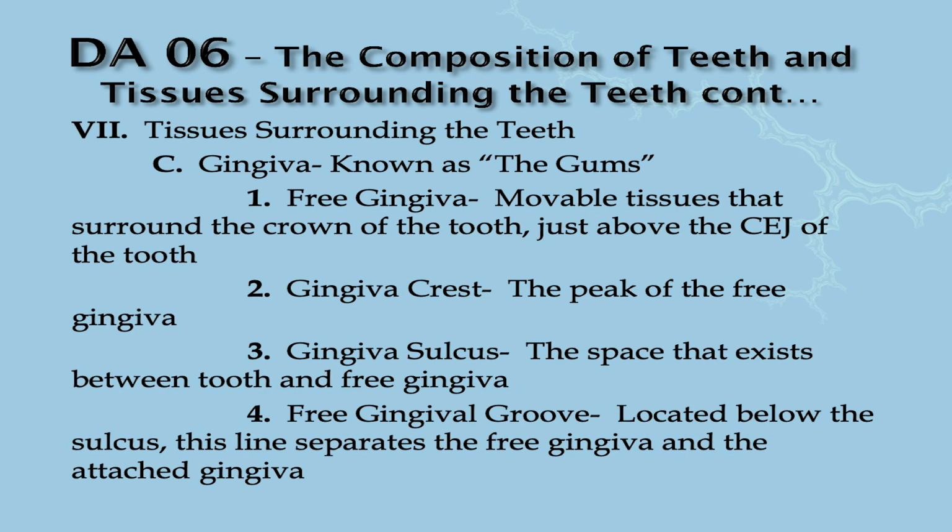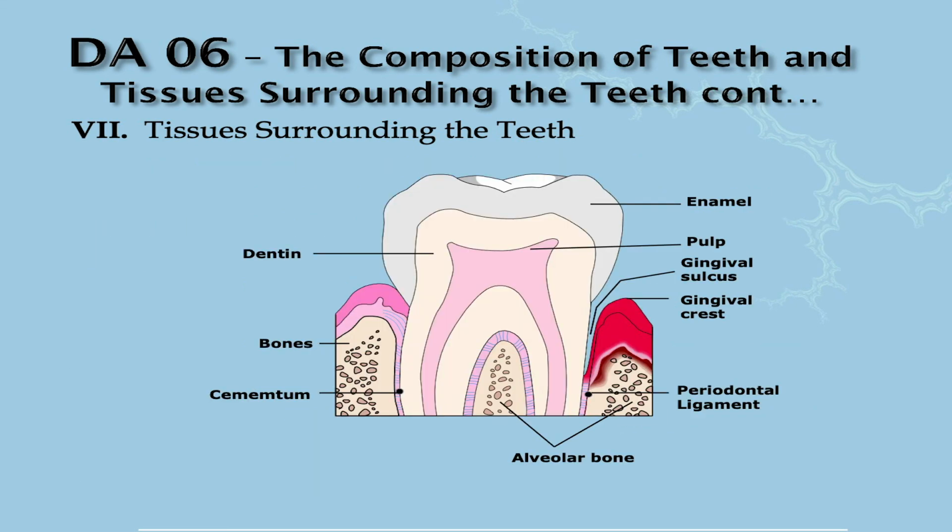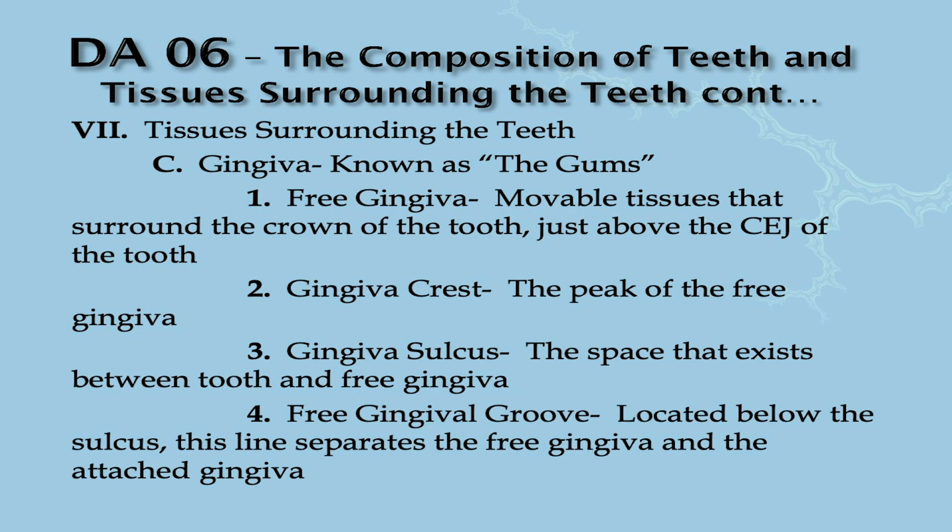Gingiva, also known as the gums, we've got a couple different areas. So we've got the free gingiva, which is the movable tissue that surrounds the crown of the tooth just above the CEJ, the cemento-enamel junction of the tooth. We've got the gingiva crest, which is the peak of the free gingiva. So the gingiva crest is where in between the teeth, normally where your gum tissue kind of comes up at a point. That's the gingiva crest. The gingiva sulcus is the space that exists between the tooth and the free gingiva.